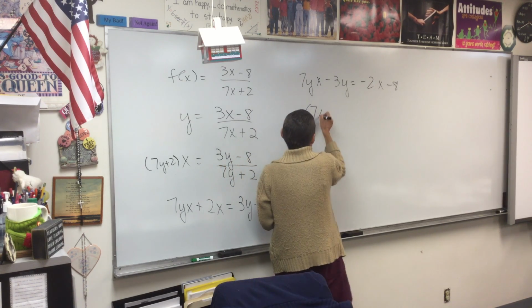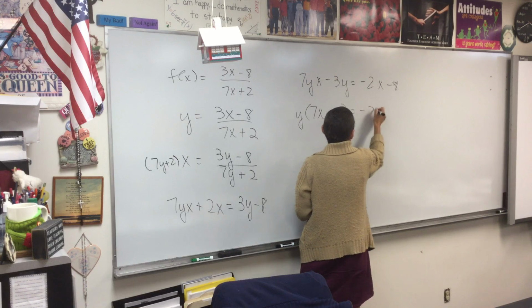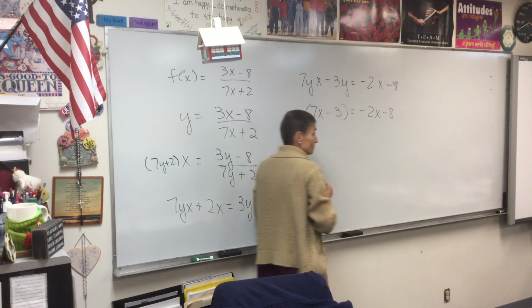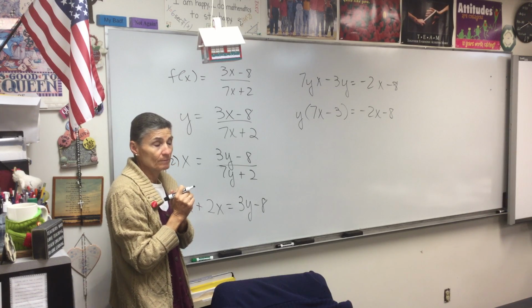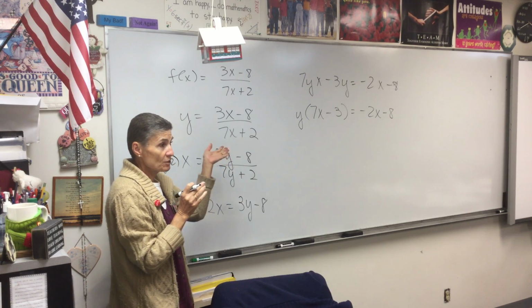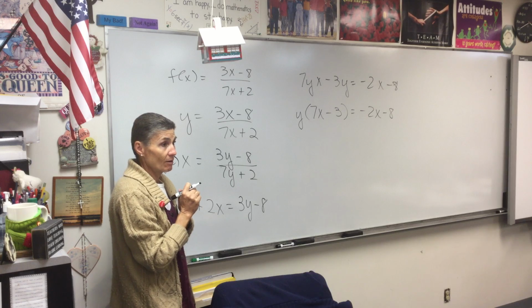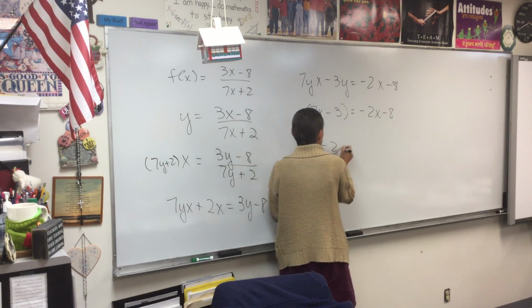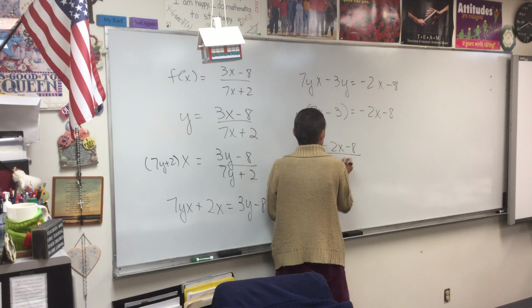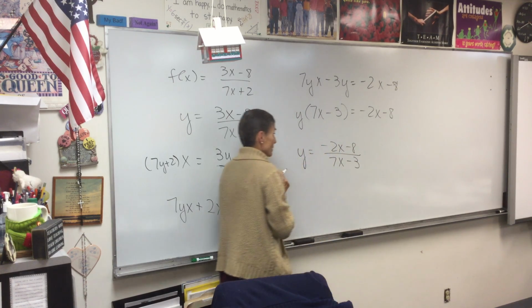So instead of having 2 y's in the problem, how many do I have? That's wonderful. Now I'm going to get it by itself. What will I do? Last step to get it by itself. I'll divide. So y equals negative 2x minus 8 over 7x minus 3.